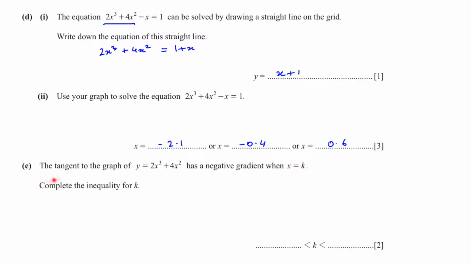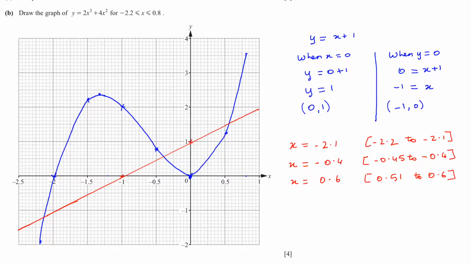Part A. The tangent to the graph of y is equal to 2x cubed plus 4x squared has a negative gradient when x is equal to k. Complete the inequality for k. We have to find the x values for which the gradient is negative. The tangent, it means it will touch the graph at one point.